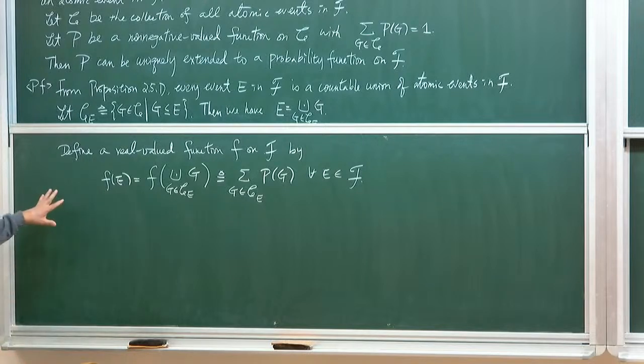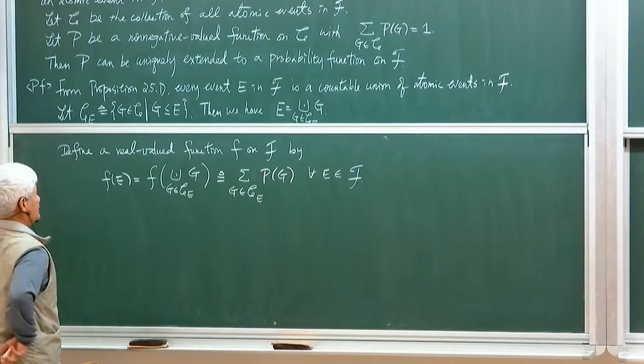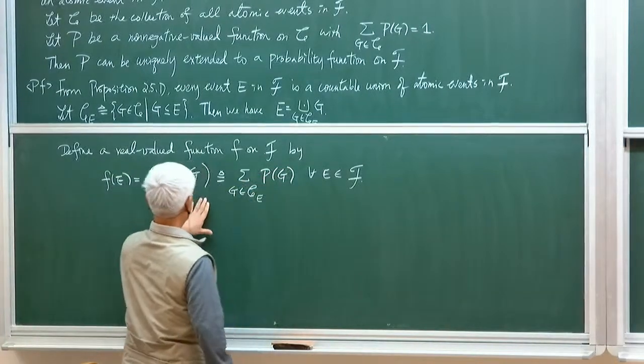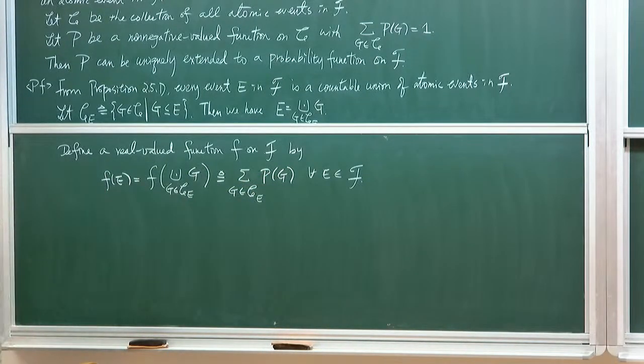Last Tuesday, we defined a real valued function f on F by this formula. Any questions about the material we covered up to now? If no questions, then I will proceed to complete the proof.